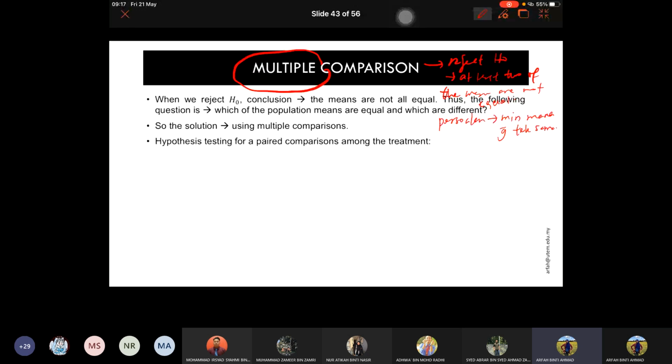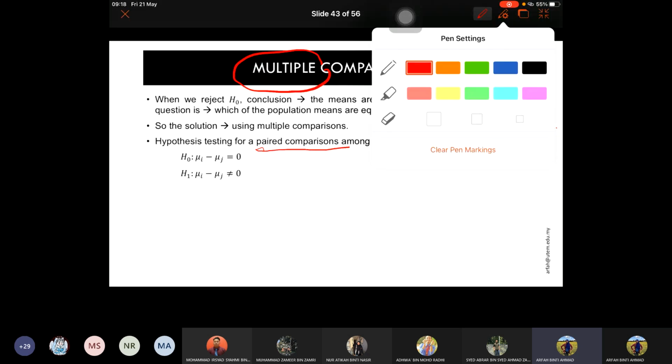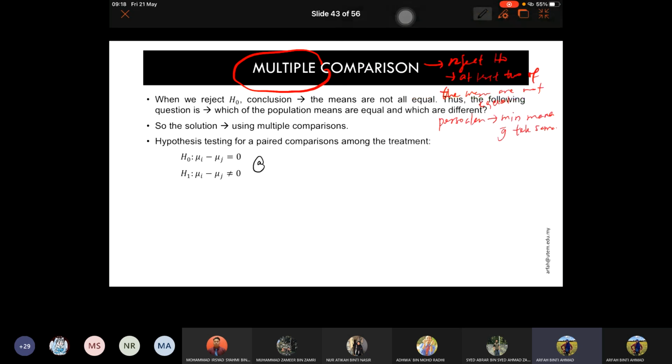So in order to do so, we will make hypothesis testing for a pair comparison, pair comparison among the treatments. So that is H0, you will test mu I minus mu J equals 0 versus mu I minus mu J does not equal 0. Actually, if you bring mu J to the right side, it is the same as H0 mu I equals mu J versus H1 mu I does not equal mu J. Bring this to the right side, so the zero is gone, and it becomes just equal and not equal. Okay. So for all I that is not equal to J, for all possible pair comparisons.